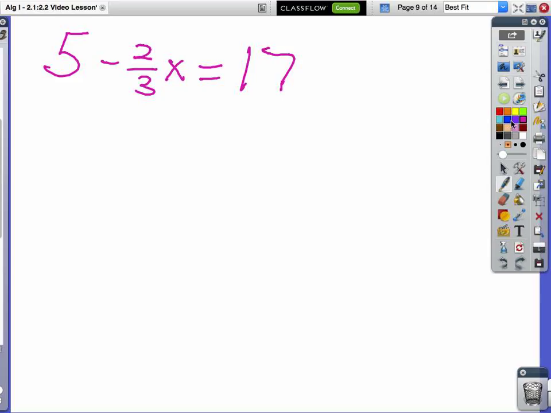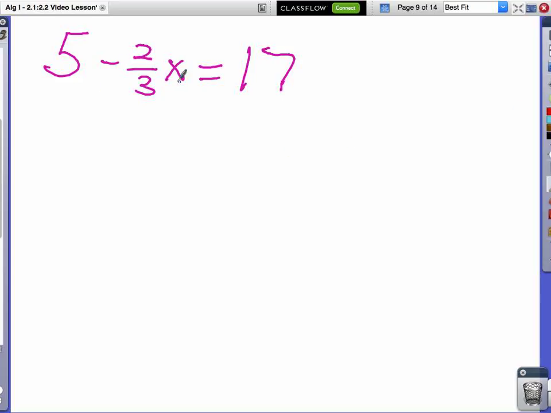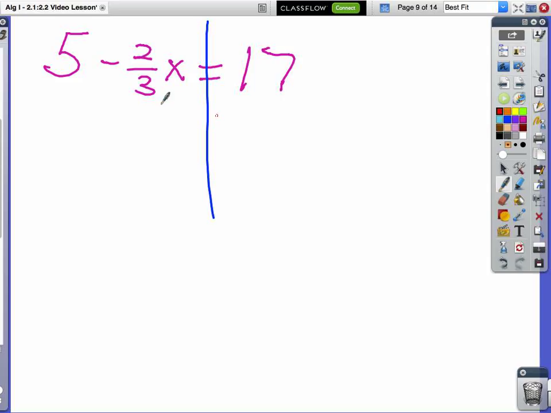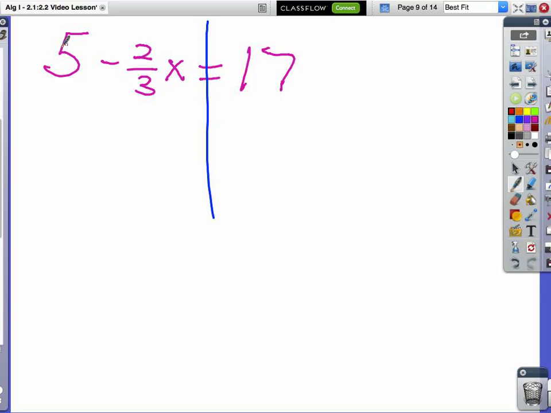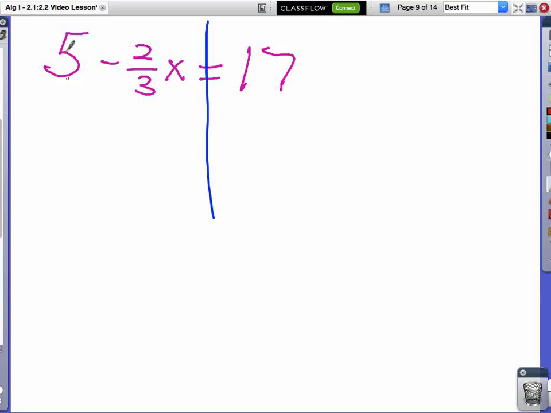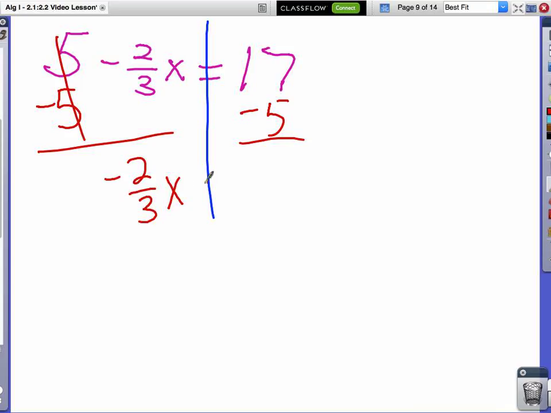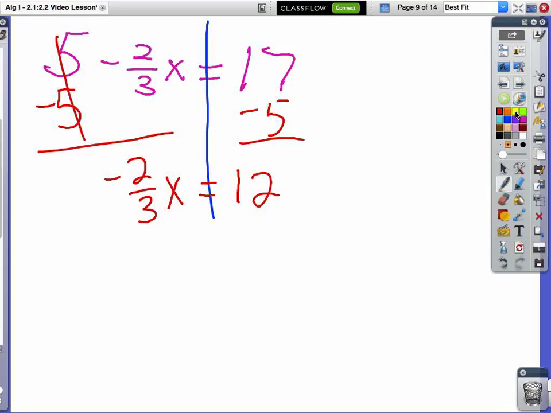Okay, there's 2 more problems I'd like to go through. So first one, 5 minus 2/3 x equals 17. So again, here's our variable. We want to get this variable by itself. So the first thing we have to move is this 5. Opposite of a positive is a negative, so we're going to subtract 5 from each side. Make sure you bring this sign down, negative 2/3 x equals 17 minus 5 is 12.